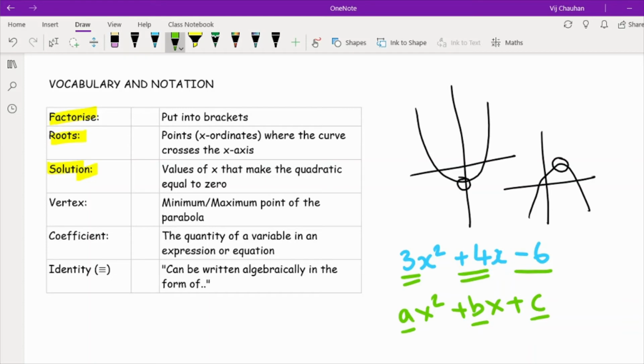And finally, an identity, which basically means when something can be written algebraically in the form of. Now this will tend to come up more when it comes to proof, when you cover that topic, but it sometimes is related to quadratic equations, particularly when you're doing completing the square.